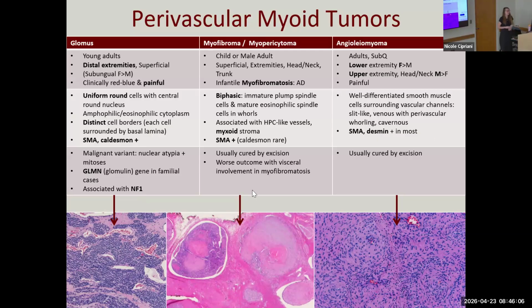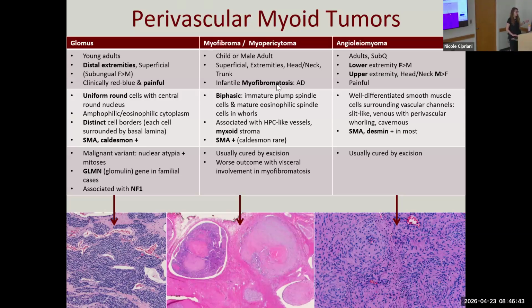In the middle, you have these myofibromas, myopericytomas, which are a little bit of hybrids. Sometimes they have plump glomoid spindle or glomoid epithelioid cells. Sometimes they have mature smooth muscle cells. Sometimes they have this in-between myxoid stroma. Sometimes they are within or undermining vasculature or have prominent vasculature in the background. So I like to think of these as a hybrid of the spectrum. You can have multiple in myofibromatosis.